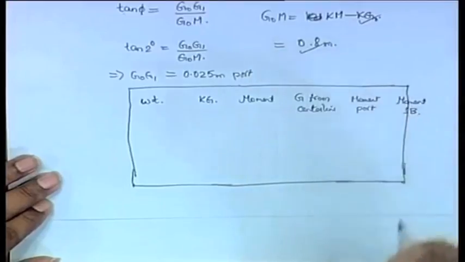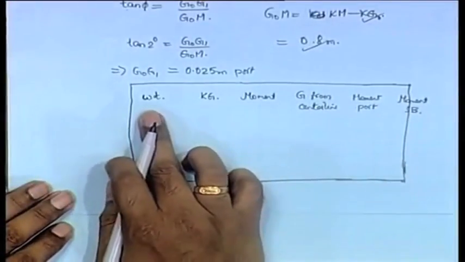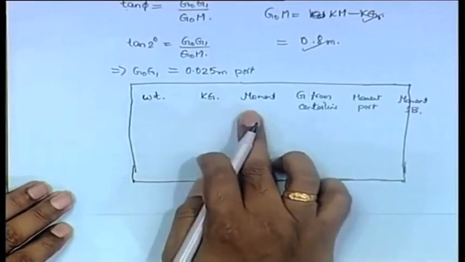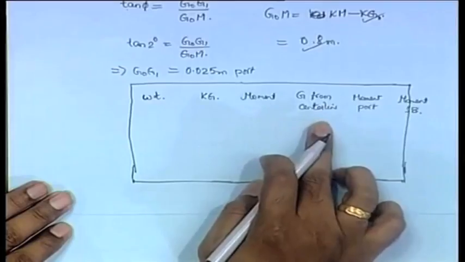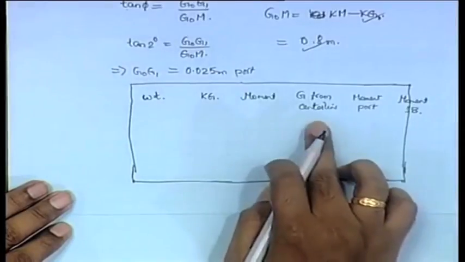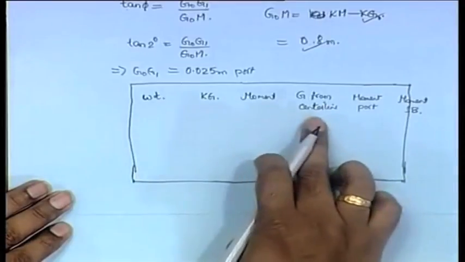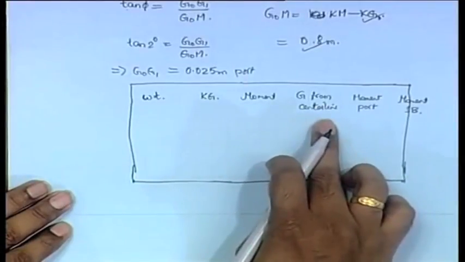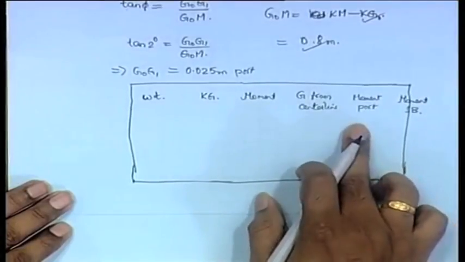Okay. Now I have made a whole table like this: you have weight, you have KG, moment. Now, G from center line means the distance of G from the center line of that particular load, then the moment due to this weight. Because of this distance between the center line and G, there will be a moment acting.